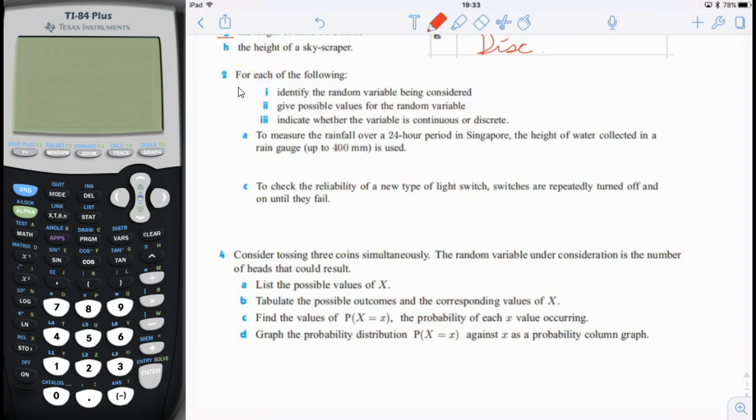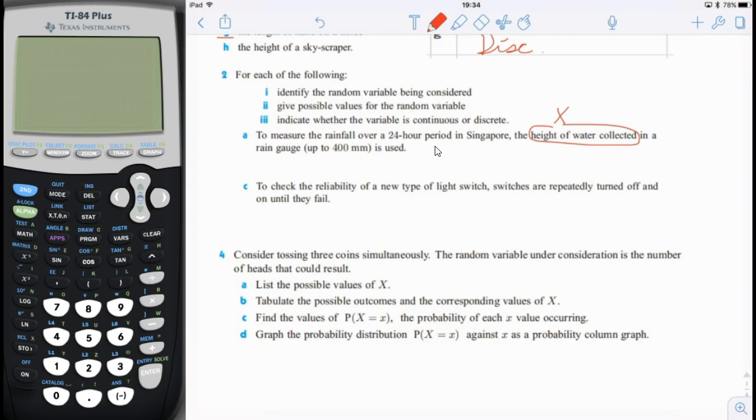Number 2, for each of the following, identify the random variable being considered, give possible values for the random variable, and indicate whether the variable is continuous or discrete. Okay. So, in this case, to measure the rainfall over a 24 hour period in Singapore, the height of water collected in a rain gauge up to 400 millimeters is used. So the random variable being considered, which is the big X, is the height of the water collected in a rain gauge.